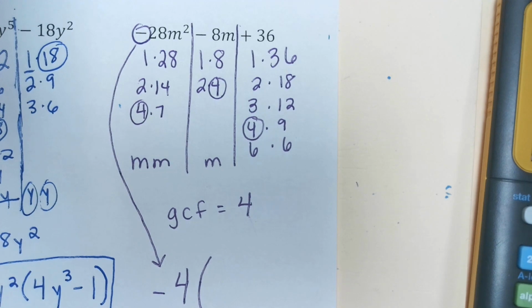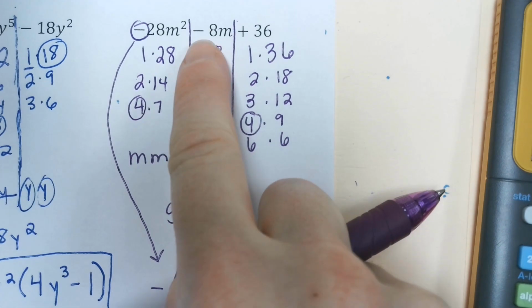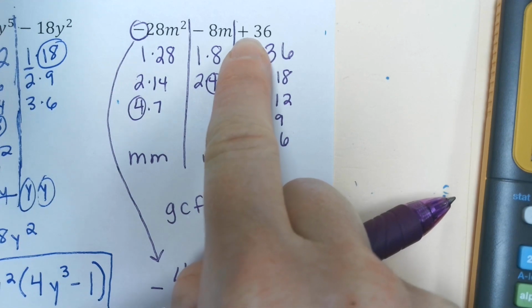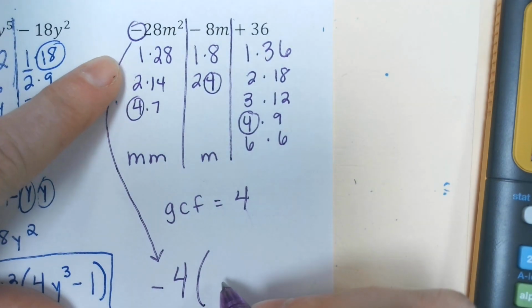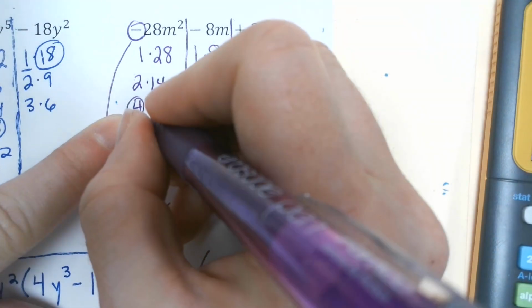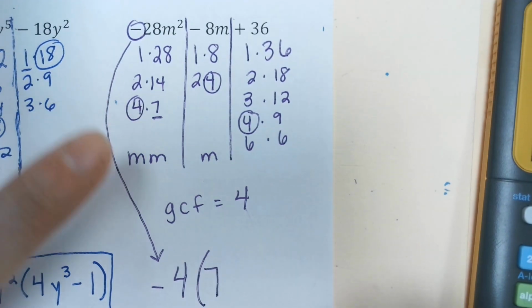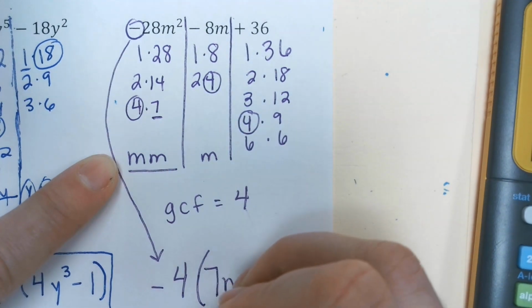Then I got to change the sign of everything on the inside. So this was minus, so it's going to be plus. This was plus, it's going to be negative. So what is the match with 4? 4 times what gives me 28? 7. And I still have my m squared.